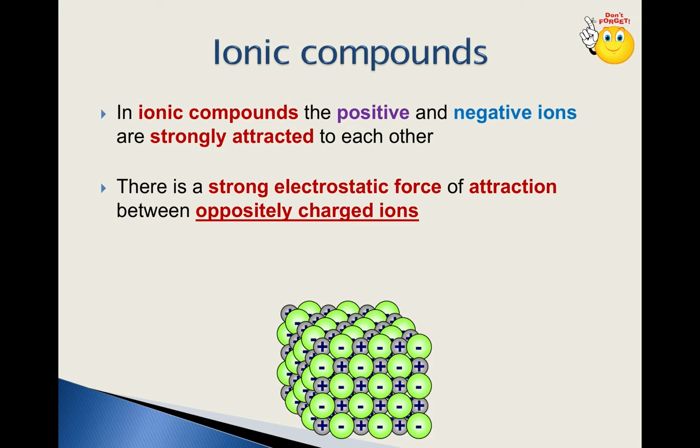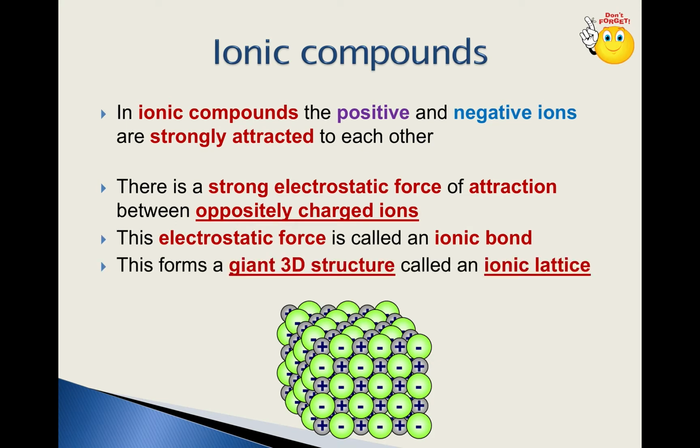And what we say is that there is a strong electrostatic force of attraction between oppositely charged ions. And that's the crucial sentence which will get you 1 to 2 marks in the exam, depending on how lenient they want to be. But it's usually worth 2 marks. So there's a strong electrostatic force of attraction between oppositely charged ions. And this force is known as the ionic bond.